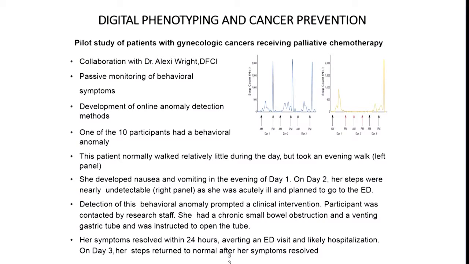So this person developed nausea and started vomiting in the evening of day 1. That's visible in the peak. She's not moving the way she normally would be. On day 2, her steps become undetectable, and she was planning on going to the emergency department. The fact that we were able to pick up this behavioral anomaly means that in this case, we were able to have a clinical intervention.